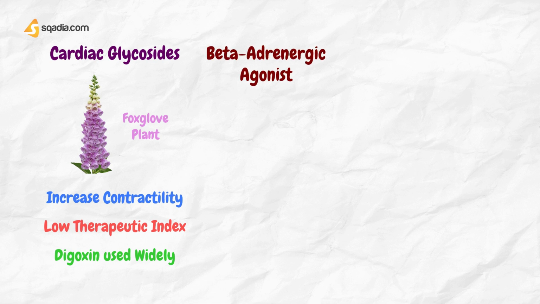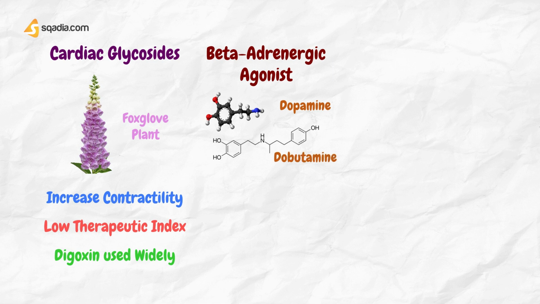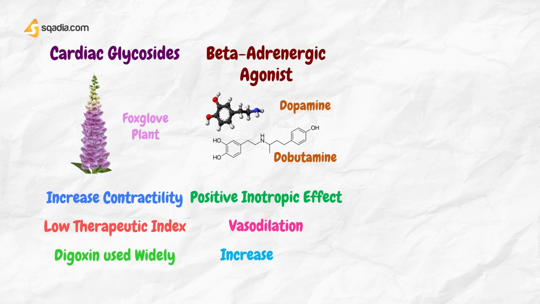Beta-adrenergic agonists, such as dobutamine and dopamine, improve cardiac performance by causing positive inotropic effects and vasodilation. Dobutamine is the most used inotropic agent other than digoxin. Beta-adrenergic agonists lead to an increase in intracellular cyclic adenosine monophosphate, cAMP, which results in the activation of protein kinase.